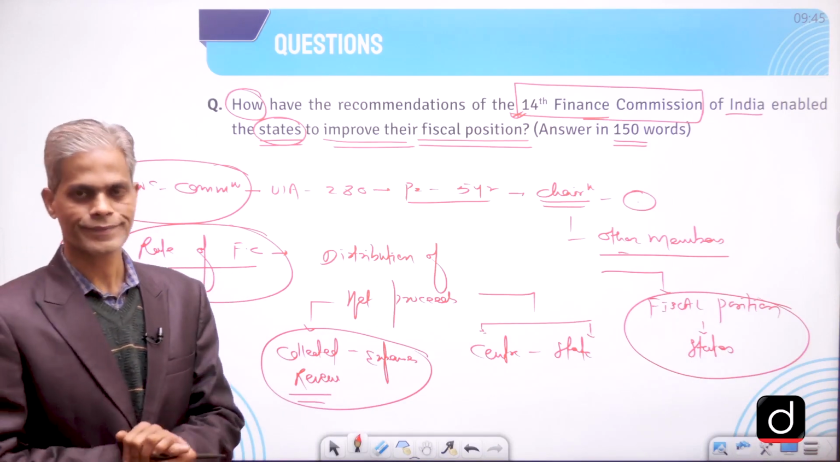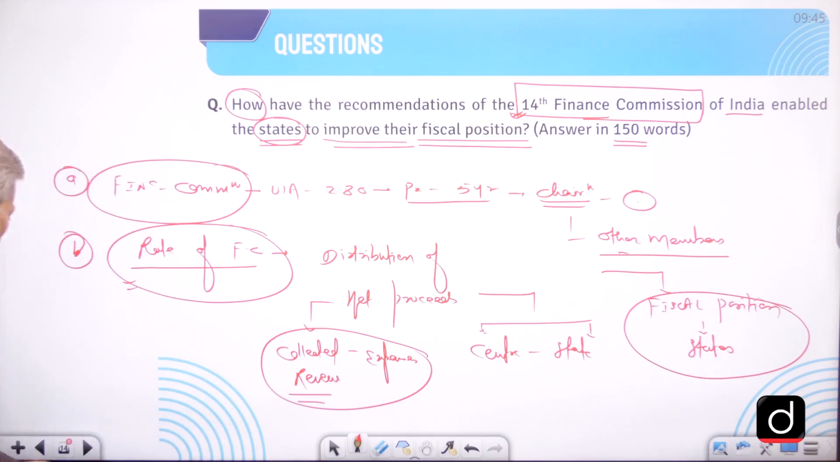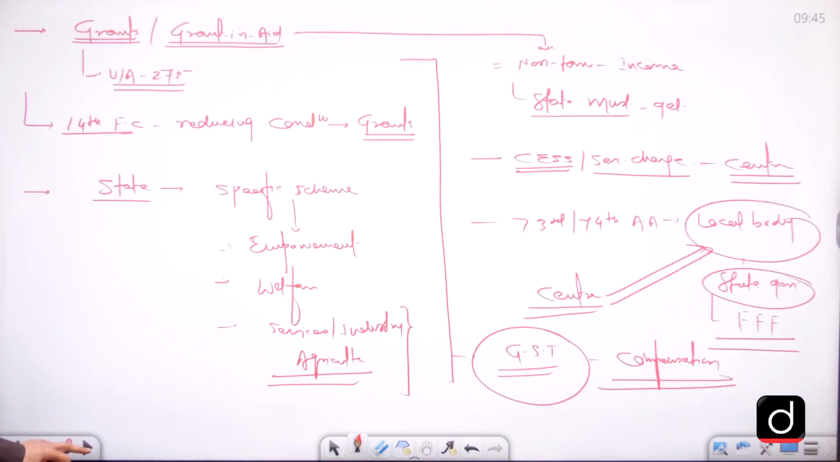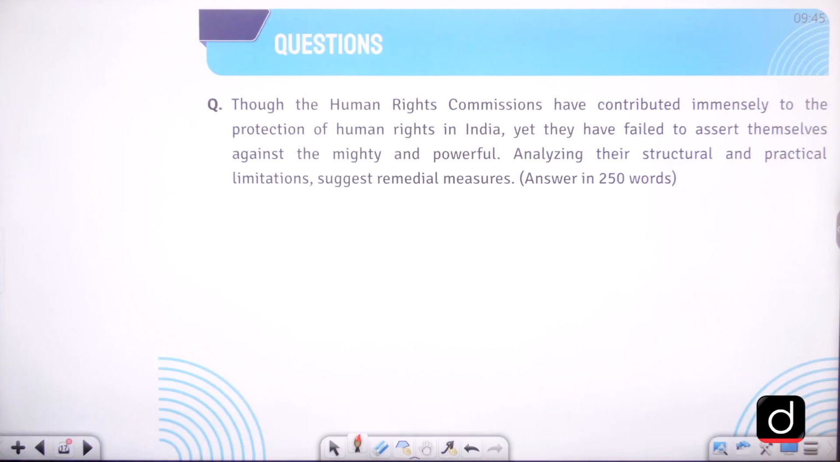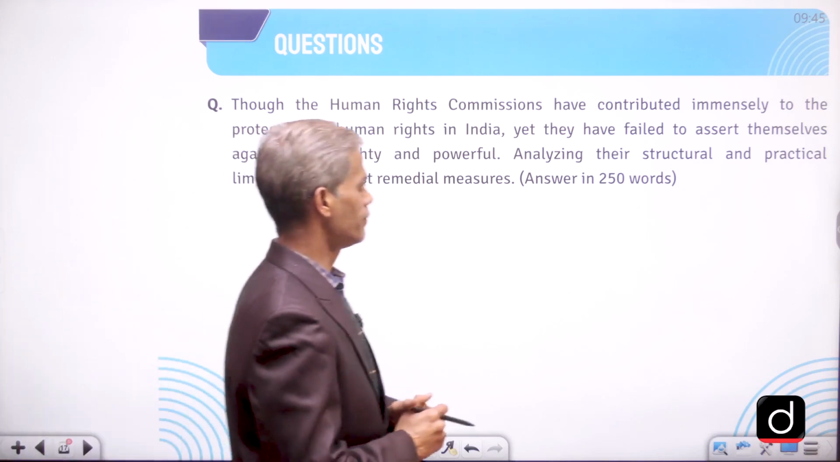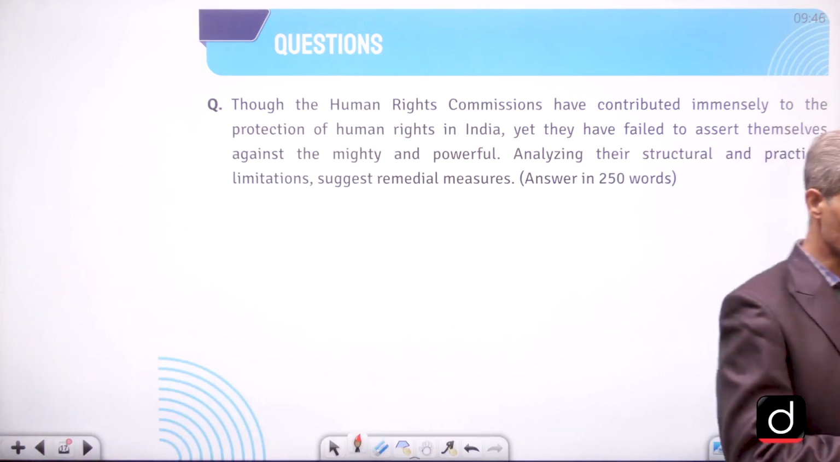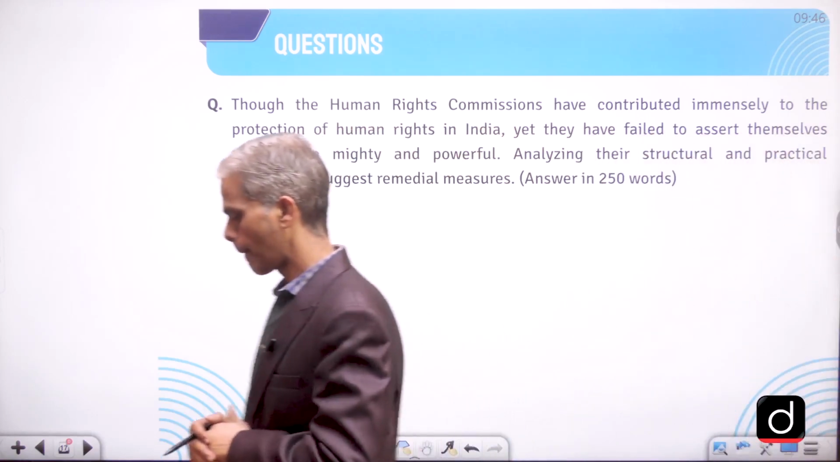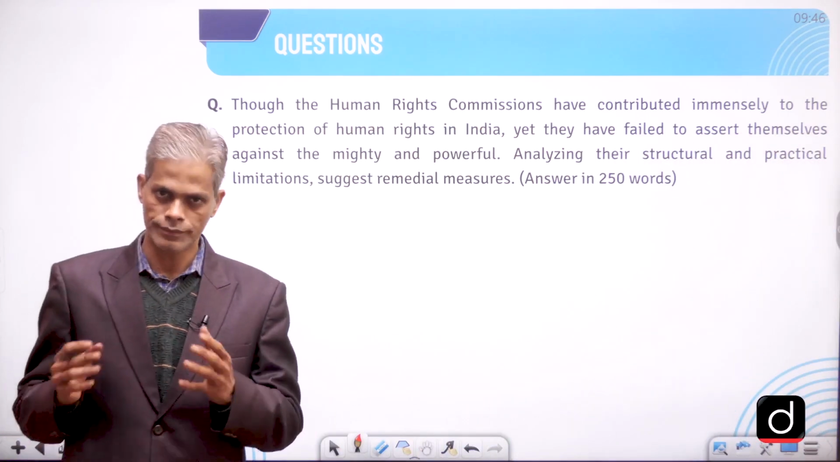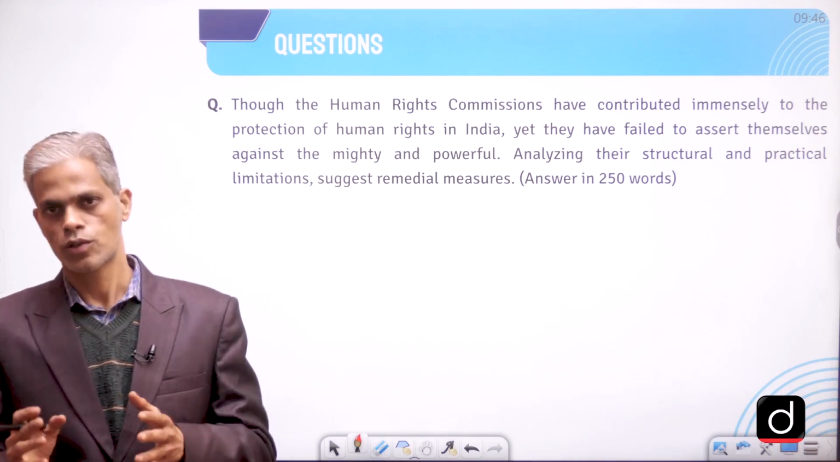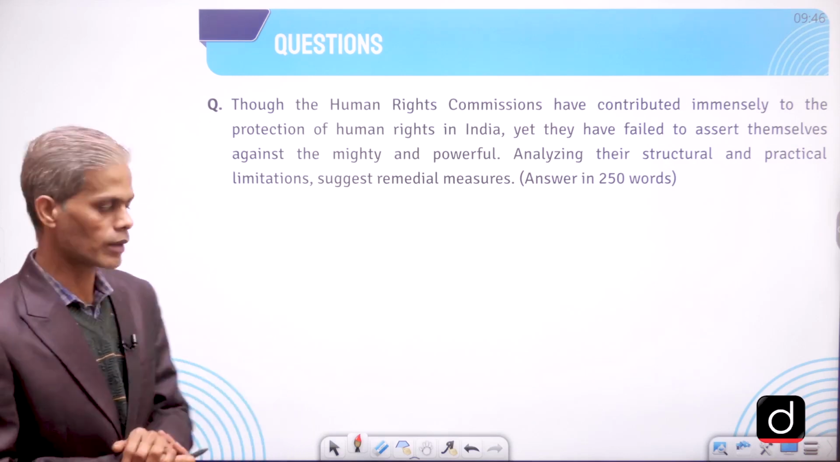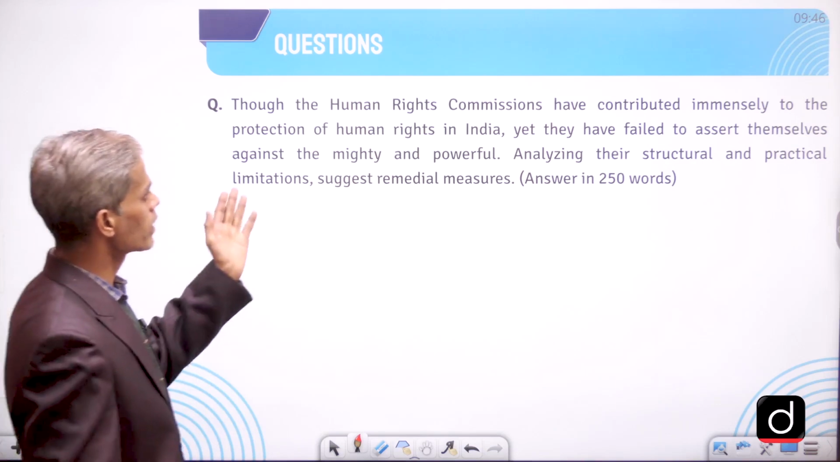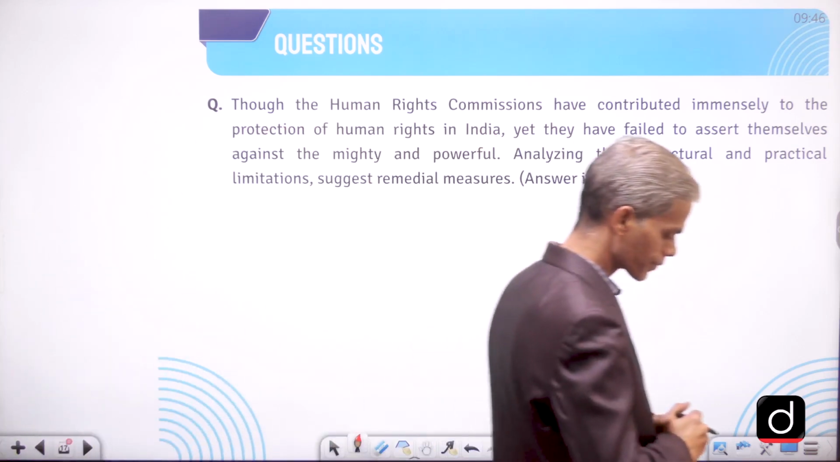Is that clear? Perfect. So let's move on now to the next question. This question is about the non-constitutional, unconstitutional bodies, what we can say. So it is from the constitutional, unconstitutional, extra-constitutional, quasi-judicial segment of polity. And this is about the Human Rights Commission.